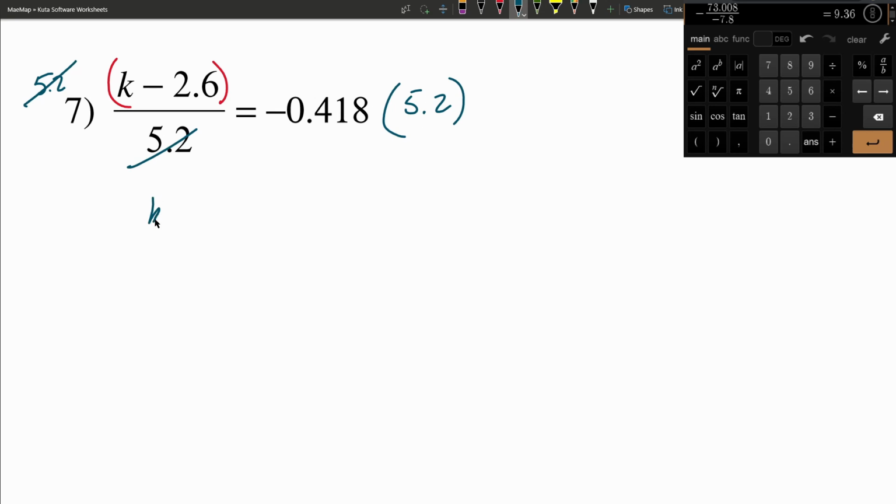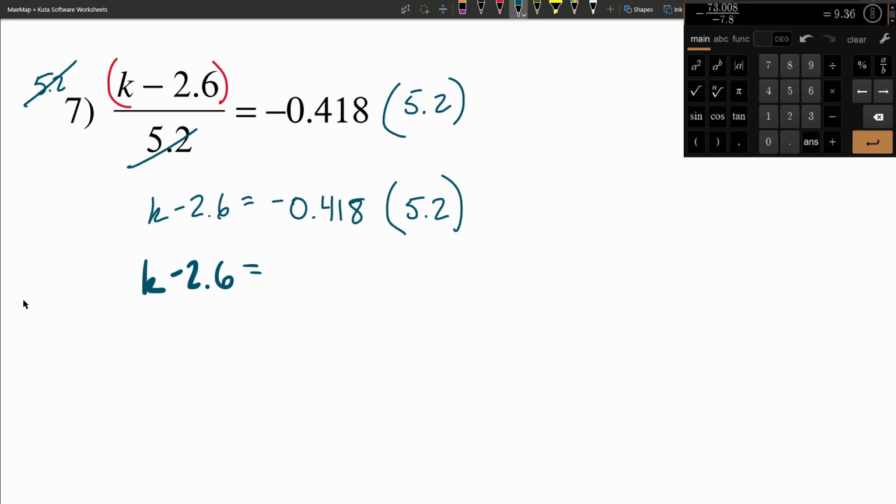So I'll have k minus 2.6 equals negative 0.418 multiplied by 5.2. So we have k minus 2.6 equals negative 0.418 times 5.2. Move into my calculator for that. I know it's going to be a negative, since a negative times a positive is a negative, and that's going to be negative 2.1736.